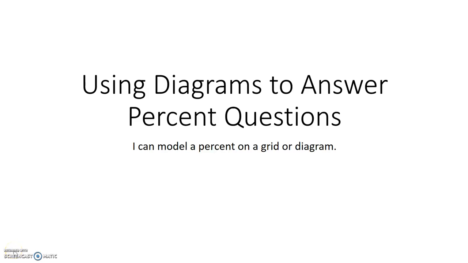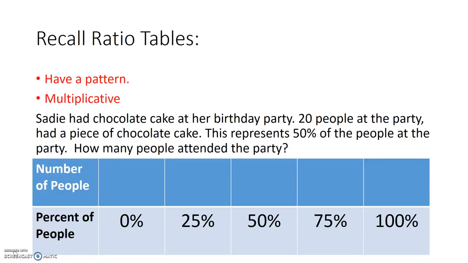Guys, today we're going to talk very briefly about using diagrams to answer percent questions. And the I can statement we're working on is I can model a percent on a grid or diagram. So let's recall what we know about ratio tables from our last unit. They have a pattern, and that pattern is multiplicative.